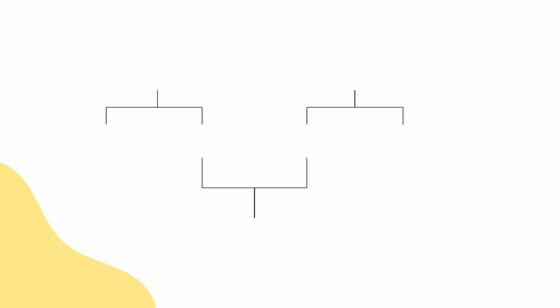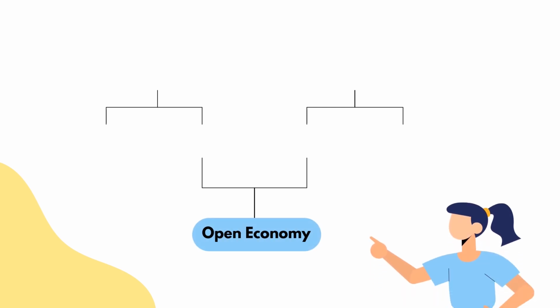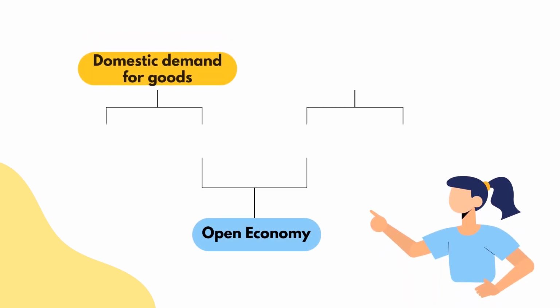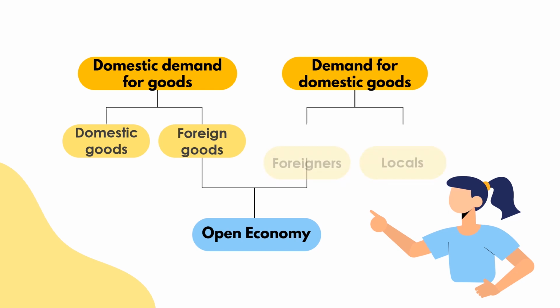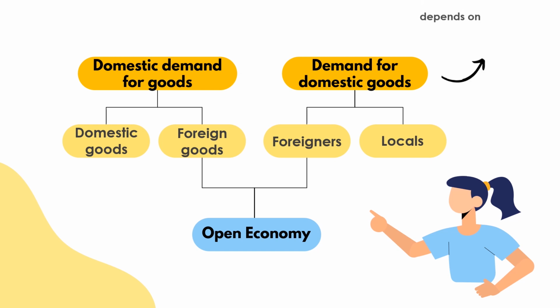Unlike in the closed economy, in the open economy, we must distinguish between the domestic demand for goods and the demand for domestic goods. Some domestic demand falls on foreign goods, and some of the demand for domestic goods comes from foreigners. In an open economy, the demand for domestic goods, and in turn output, depends both on the interest rate and on the exchange rate.